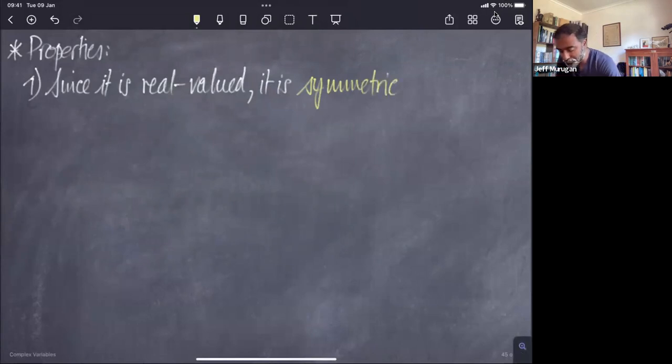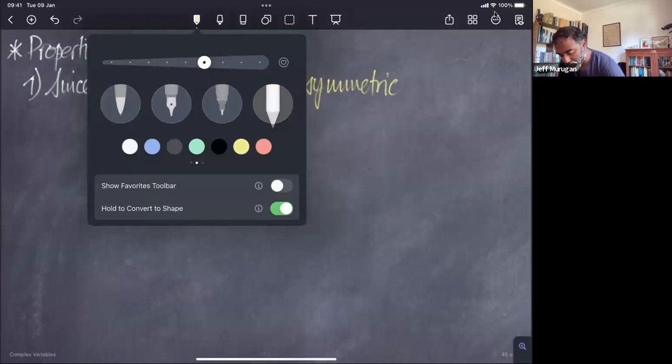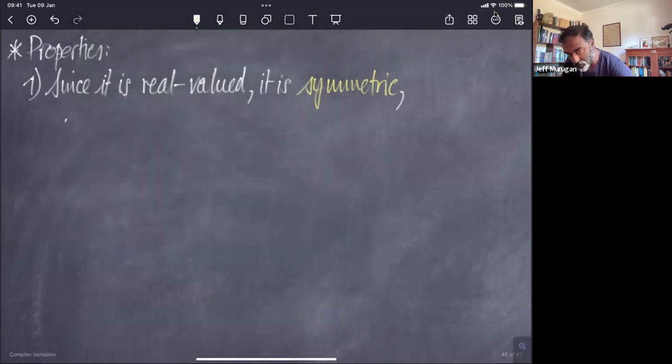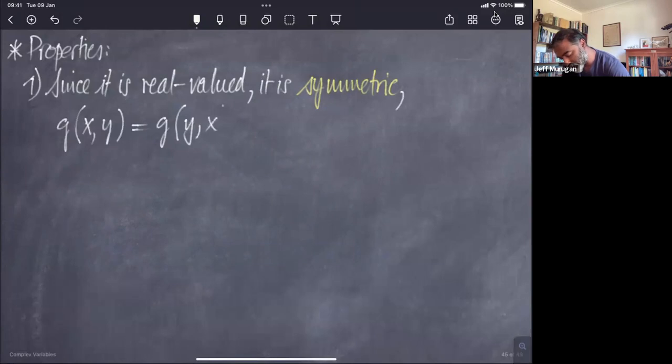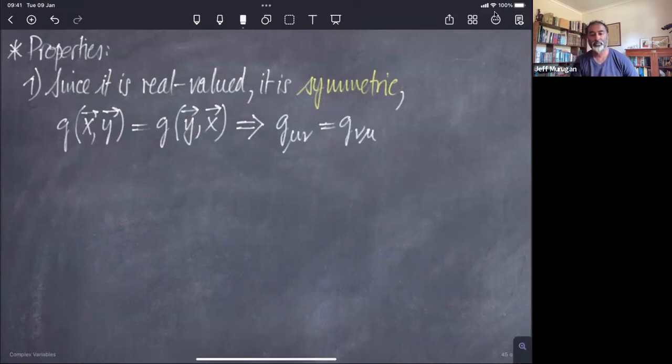In the sense that G of x, y is the same as G of y, x. Which necessarily means that the components G mu nu and G nu mu must be the same.